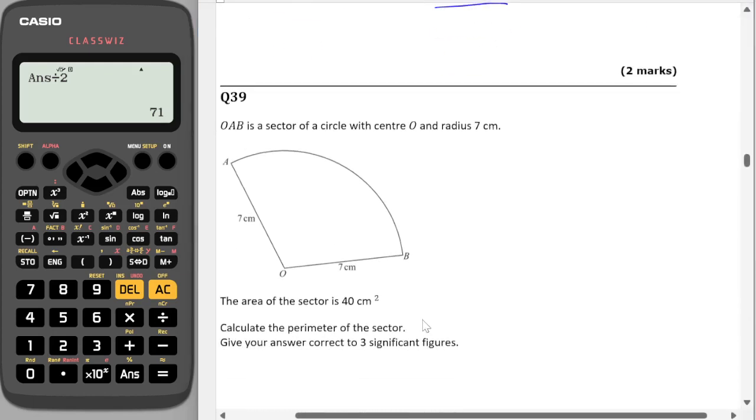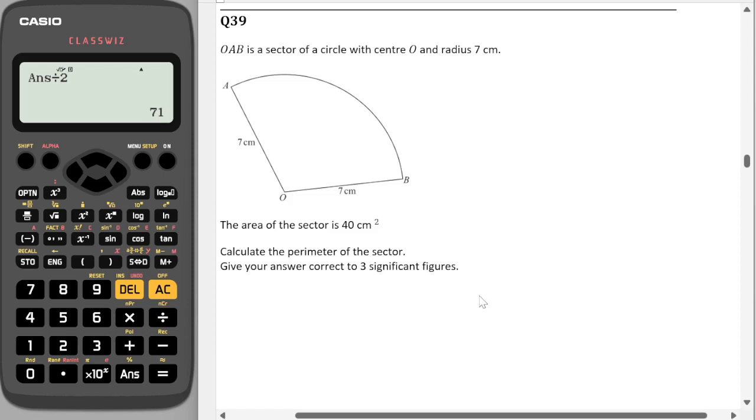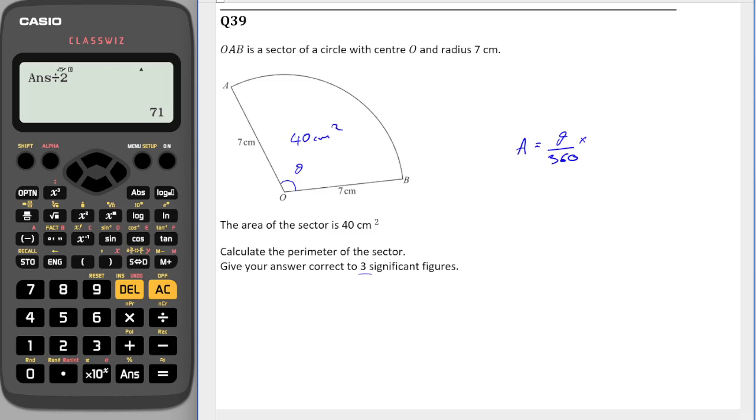Okay, question 39. OAB is a sector of a circle with centre O and radius 7. The area of the sector is 40 centimetres squared. Calculate the perimeter of the sector, giving your answer correct to 3 significant figures. So we need to work out the angle before we can work out the perimeter of the sector. So we know that the area of a sector is going to be equal to the angle divided by 360 times pi r squared. So we're told that 40 is equal to the angle divided by 360 times 7 squared, which is 49, pi.